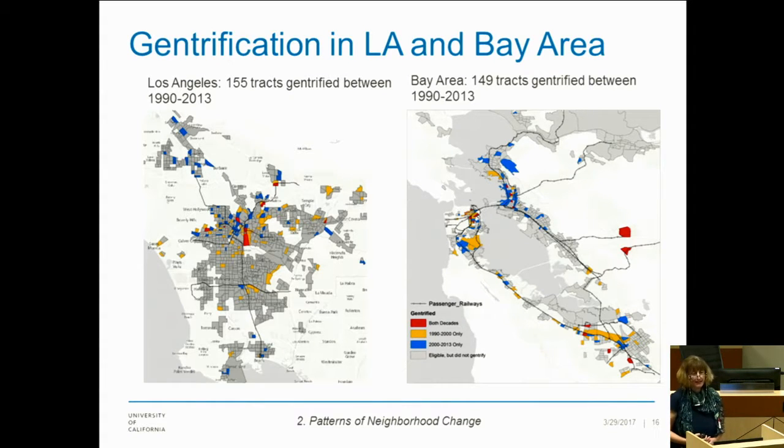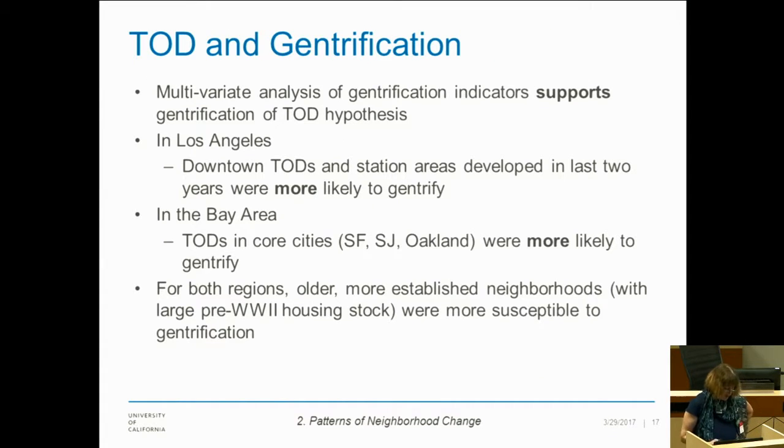So looking at the extent of gentrification in Los Angeles and the Bay Area, we found overall that about 10% of census tracts had gentrified in the 23-year period under study, from 1990 to 2013. So we then analyzed what were the factors behind this gentrification and what was the role specifically of transit neighborhoods in gentrification. And we found support for the transit neighborhood hypothesis.